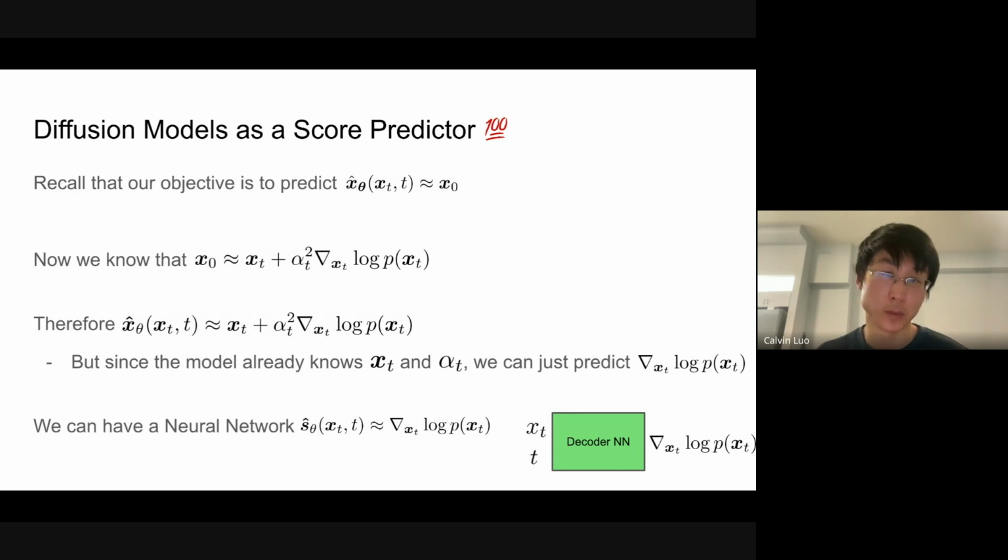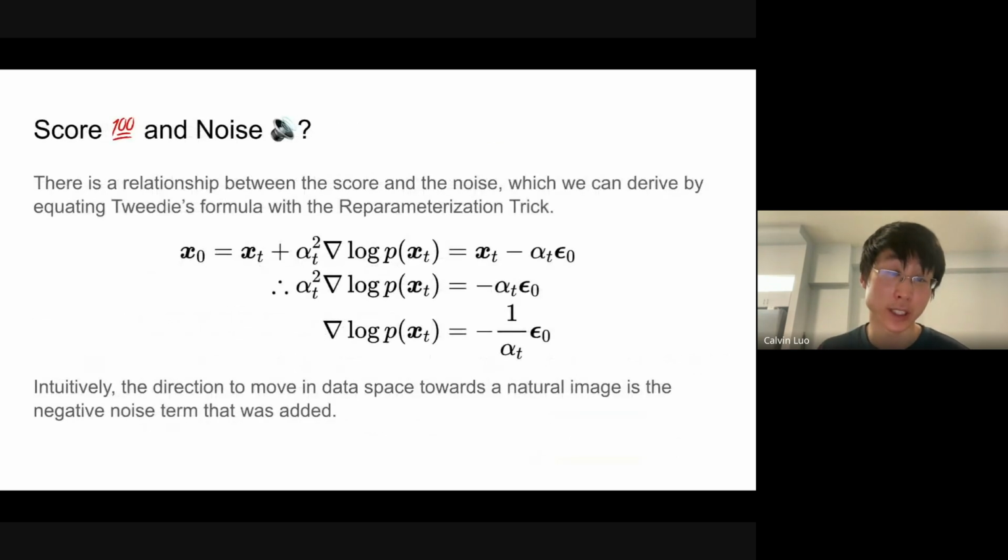And we will dive deeper into what score modeling looks like. But we at least know for now that diffusion models have another interpretation as a score predictor. And what is this relationship between score and noise? We want to provide some more intuition on score prediction. Well, the relationship between score and noise can be gleaned from equating Tweedie's formula with the renormalization trick, right? Where this first part is Tweedie's and the last part is the renormalization trick.